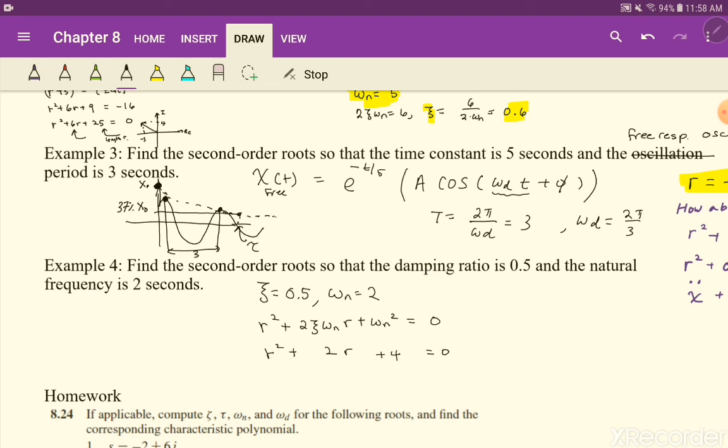So r squared plus 2r plus 4 equals 0. Why don't I just find the root? What is the root? Oh, I think I can do it. I can complete the square, actually. Okay, I see the root right away. That's equal to negative 1 plus minus square root of 3i. There it is. It says to find the second order root.